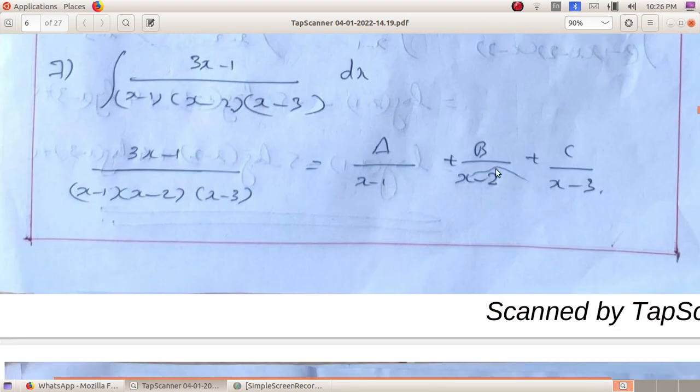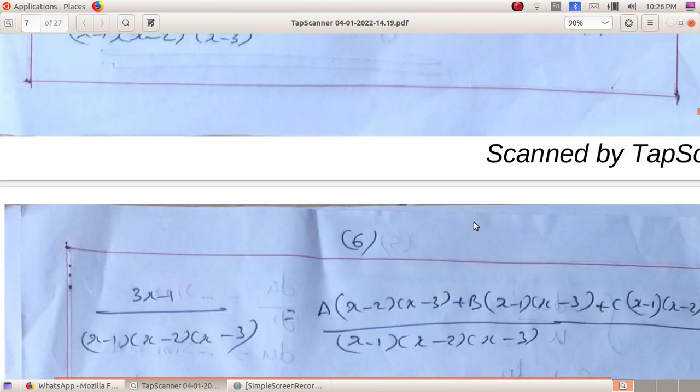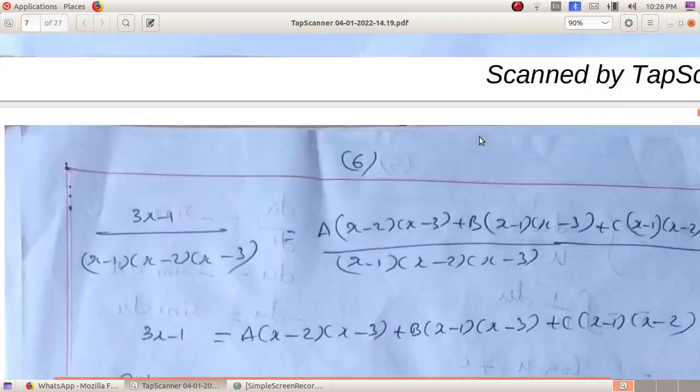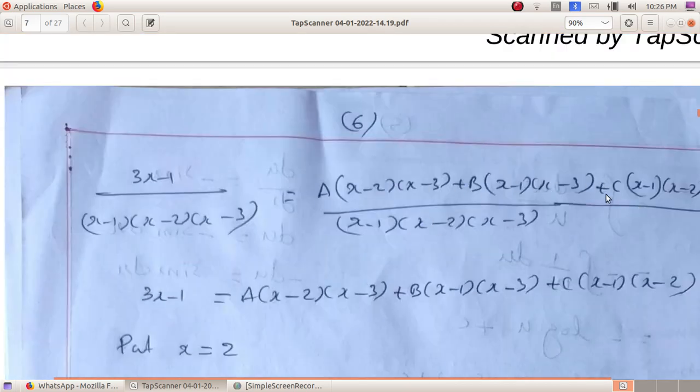Here 3x minus 1 divided by this. Then cross multiplication: x minus 1 into x minus 2 into x minus 3. Then a into these two, plus b into this and this, plus c into x minus 1 into x minus 2. These denominators can be cancelled. So 3x minus 1 is equal to the numerator.